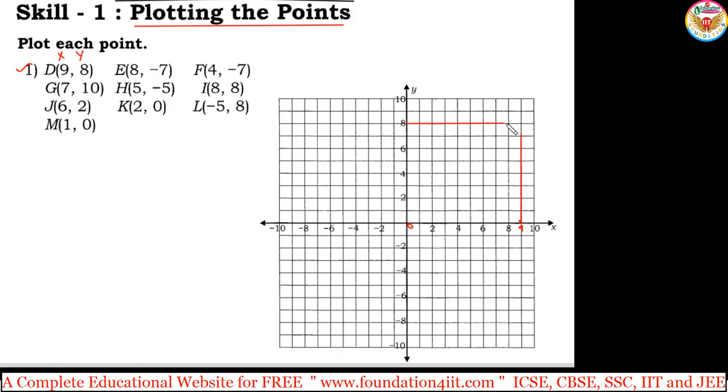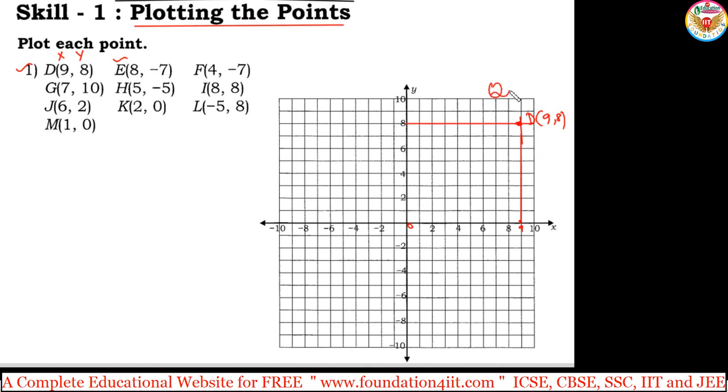8 is this. Where both lines are joining together, this is the point D. This is 9, 8. Always the first coordinate is the x value, the second is the y value. So this is 9, 8. Right? In the same way you can plot 8, -7. 8 is positive, y is negative, that is -7.